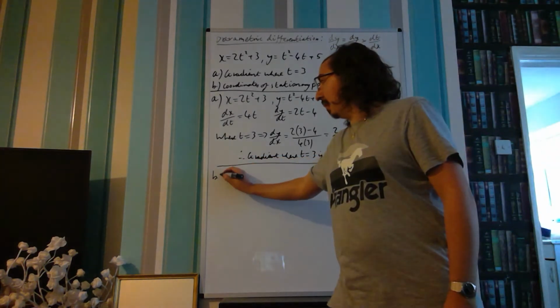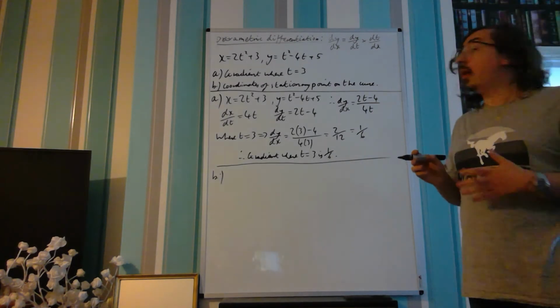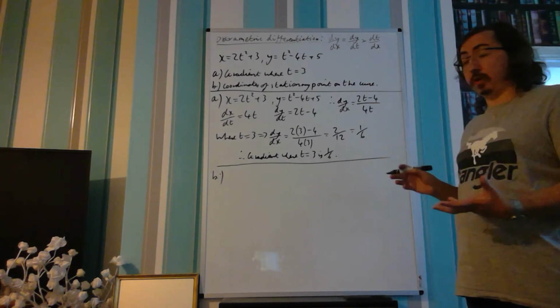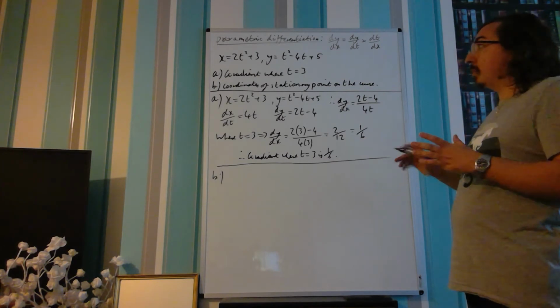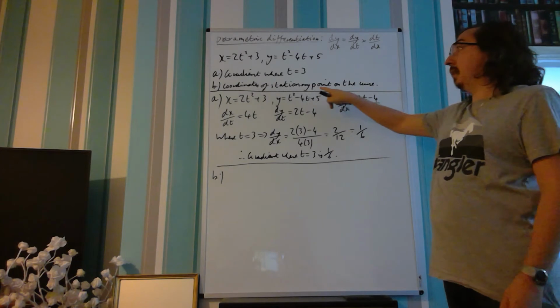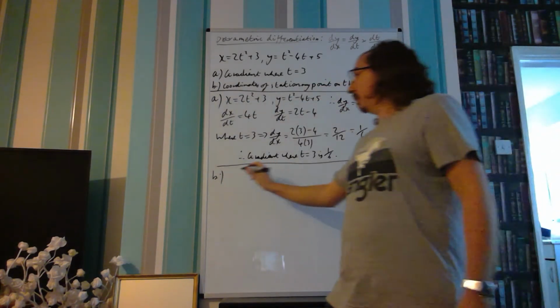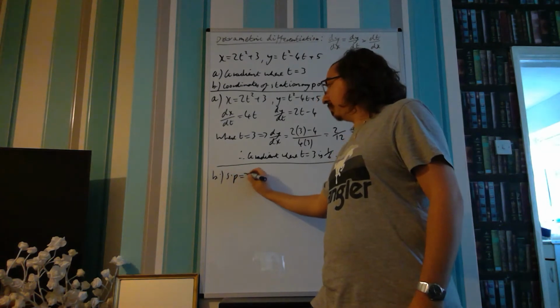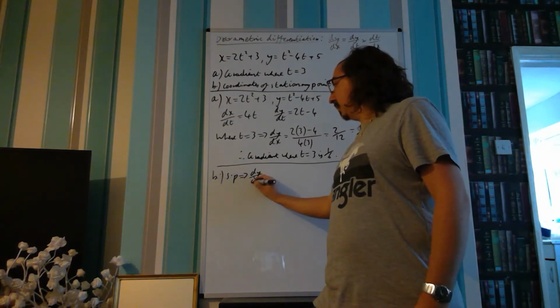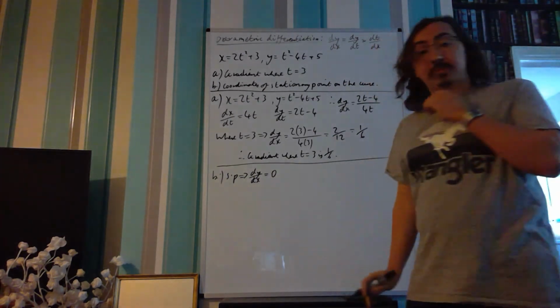But we do have a part B for this question, which says to find the coordinates of the stationary point on the curve. Now, there's a couple of key parts to this. Now, obviously, our key phrase is stationary point, and you should remember that if you are looking at the stationary point, that means that your differential, dy by dx, is equal to 0.